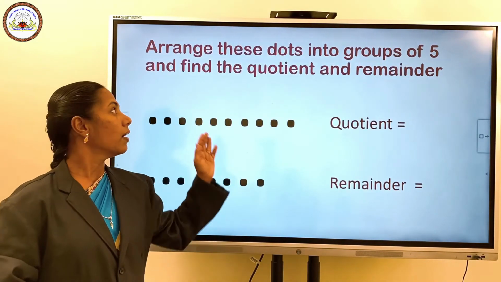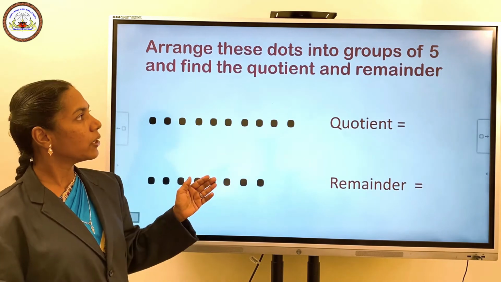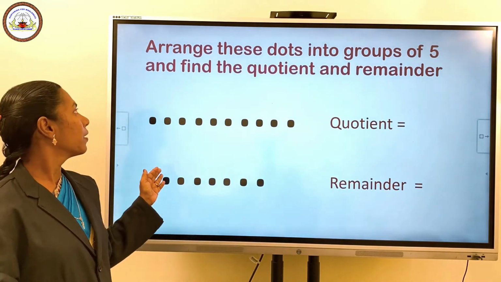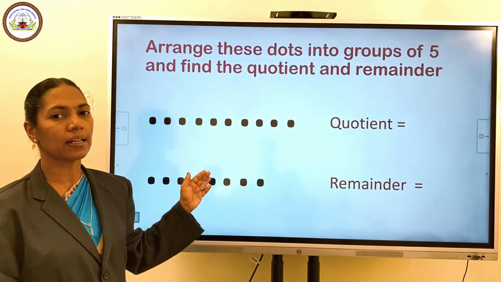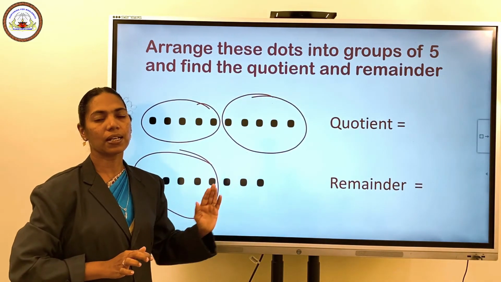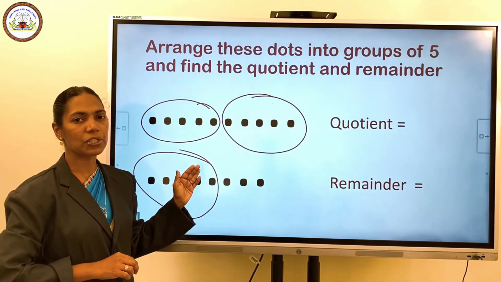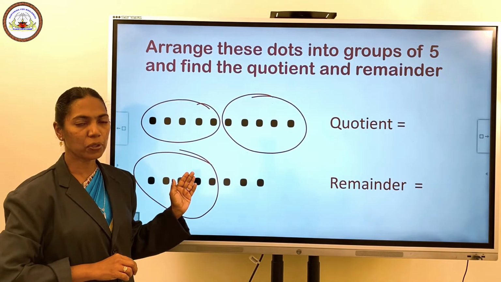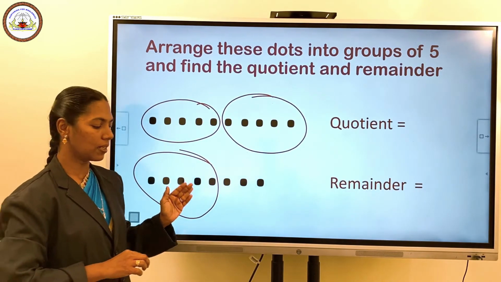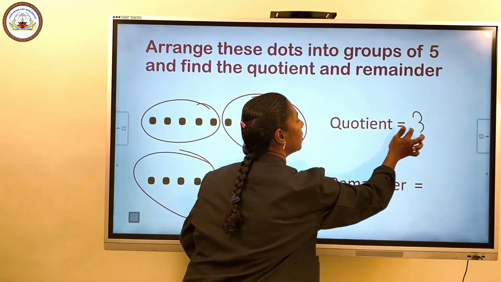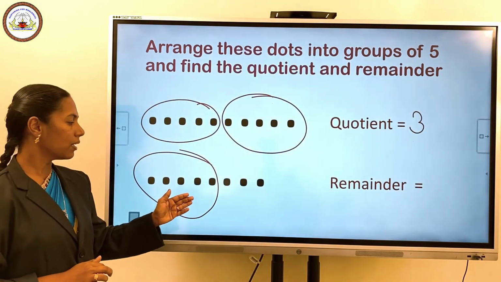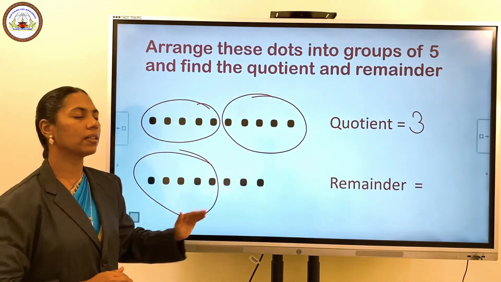Another question. Arrange these dots into groups of 5 and find the quotient and remainder. The 3 dots are left. So what's the quotient? Yes, number of groups is equal to 3. So quotient is equal to 3 and remainder is equal to 3.